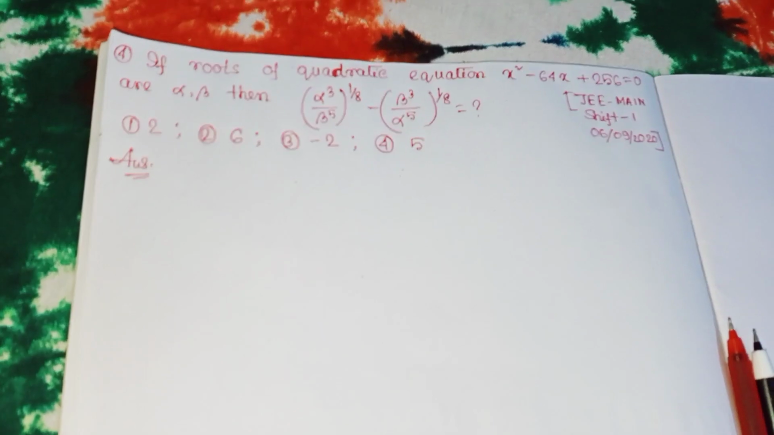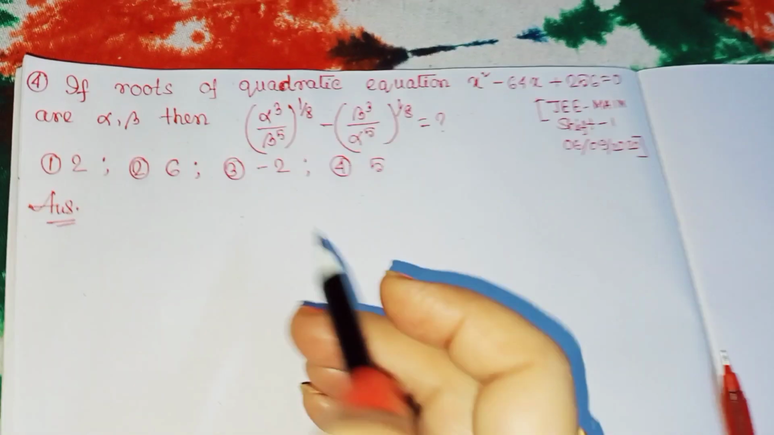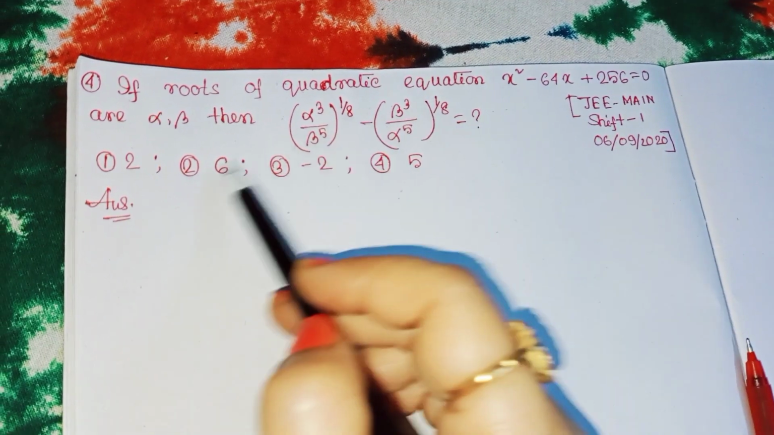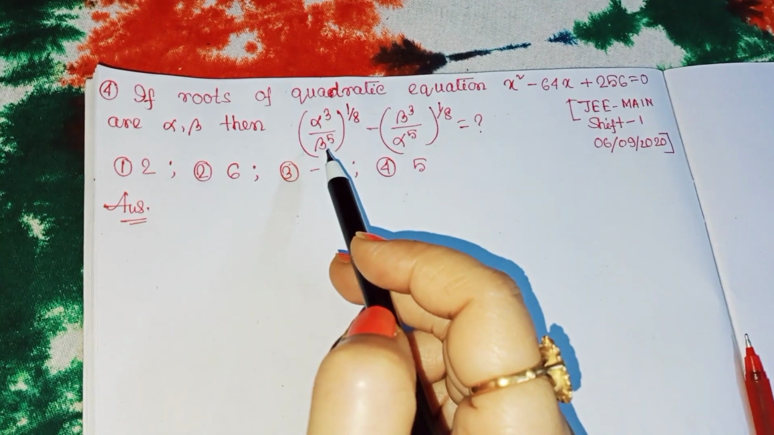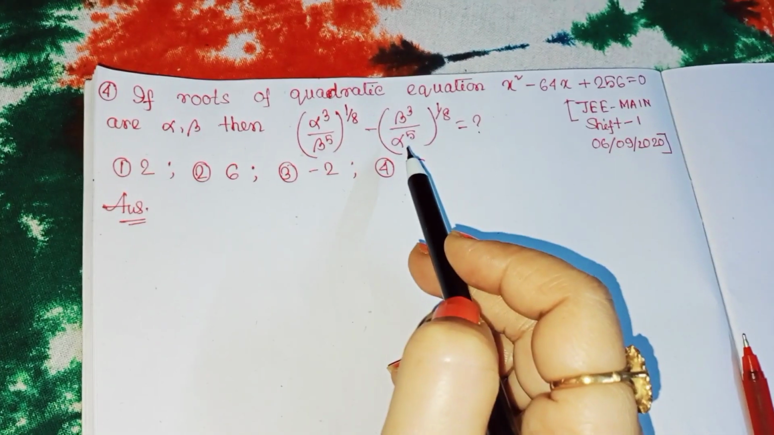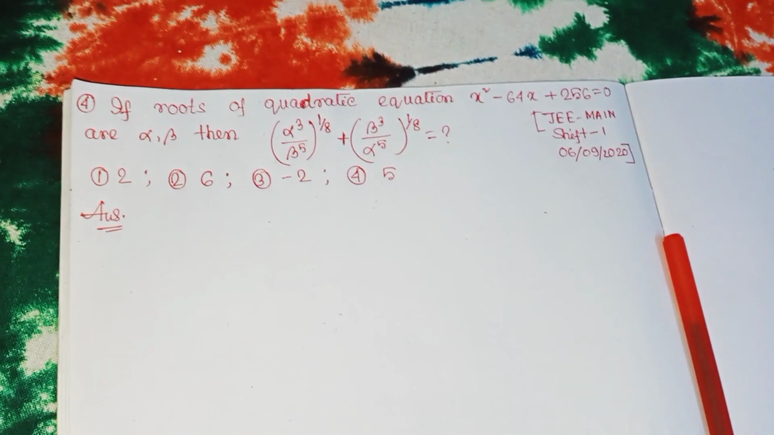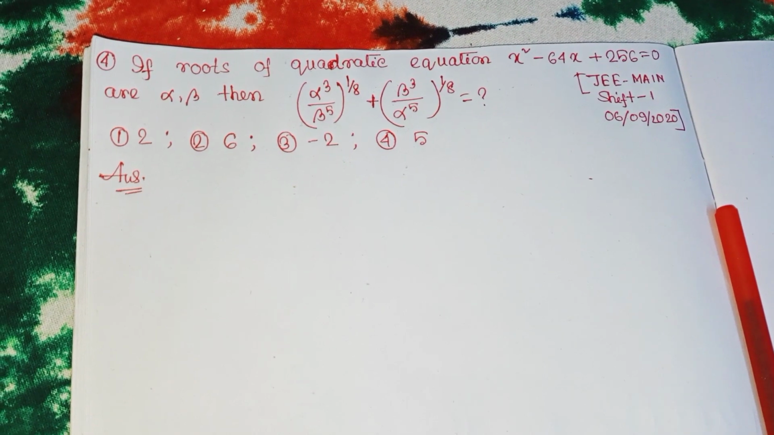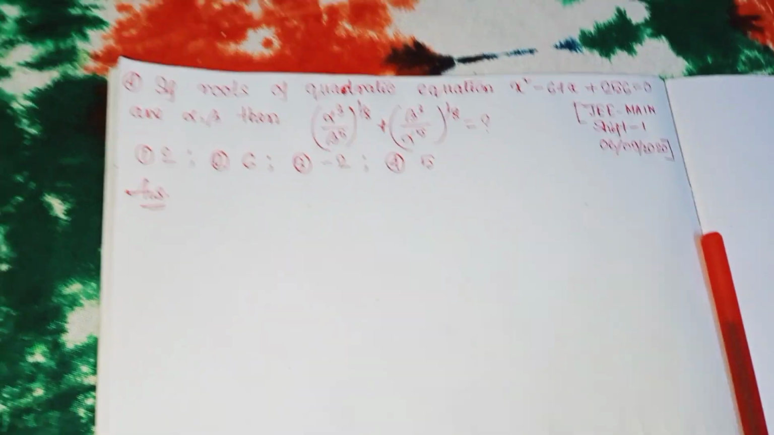Today we solve the JEE Main Shift 1, 6th of September 2020 question. Question number 4: If the roots of the quadratic equation x square minus 64x plus 256 equal to 0 are alpha, beta, then (alpha cube divided by beta to the power 5) whole to the power 1 by 8 plus (beta cube divided by alpha to the power 5) whole to the power 1 by 8 is equal to what? Four options are given. This is a question on quadratic equations and it's a memory based question.